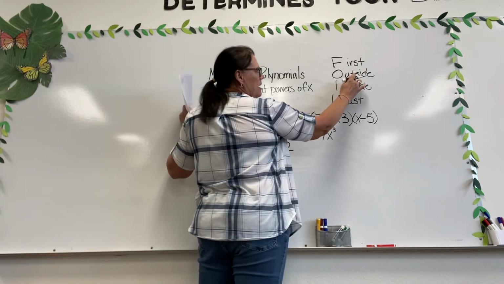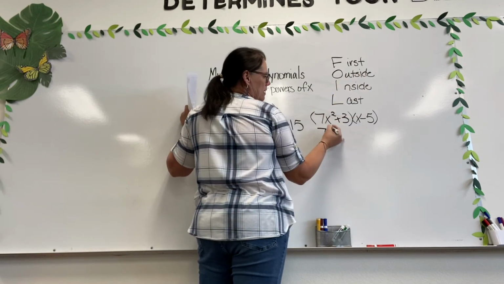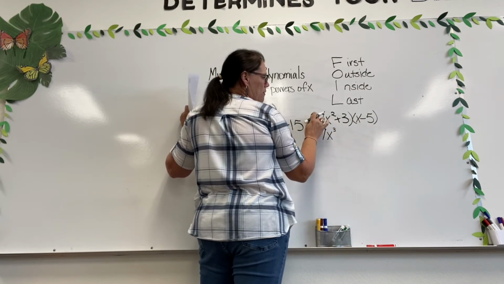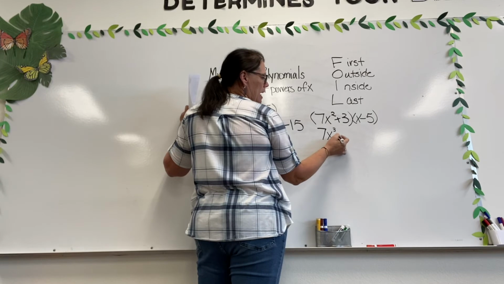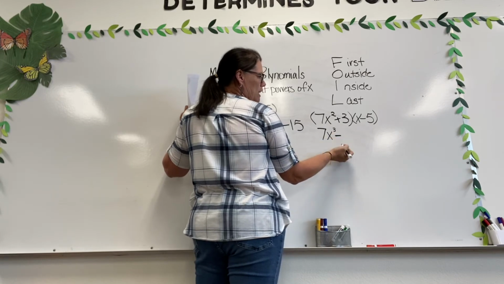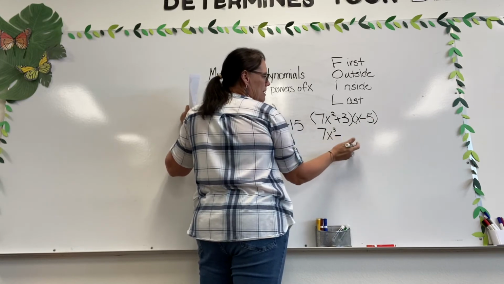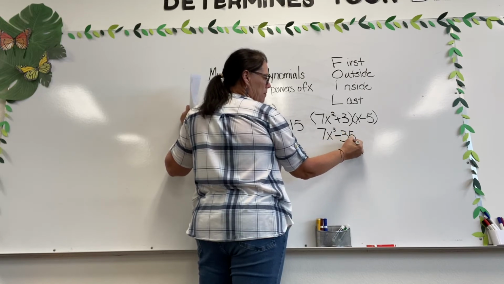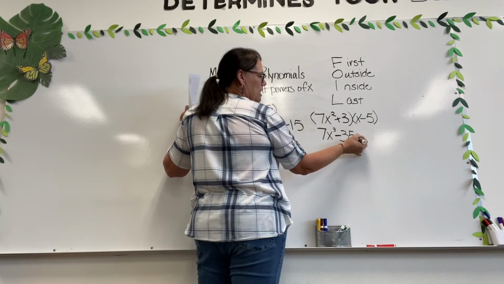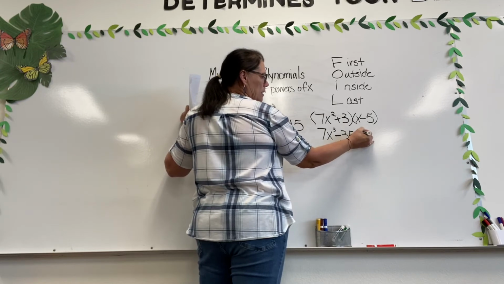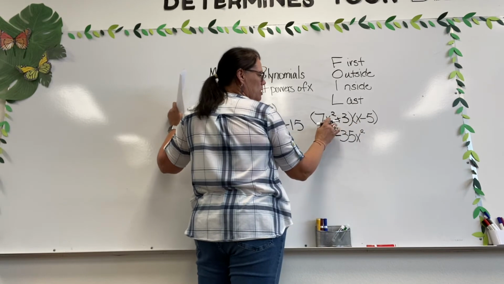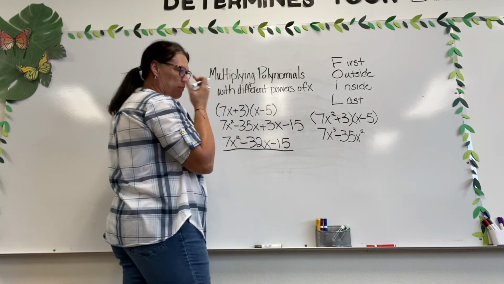You do the next step, outside, 7x squared times negative 5. You have a positive times a negative. Gives you a negative. 7 times 5, 35. You have the x squared here. So you don't have an x multiplying it here, but you just have that 1x squared.